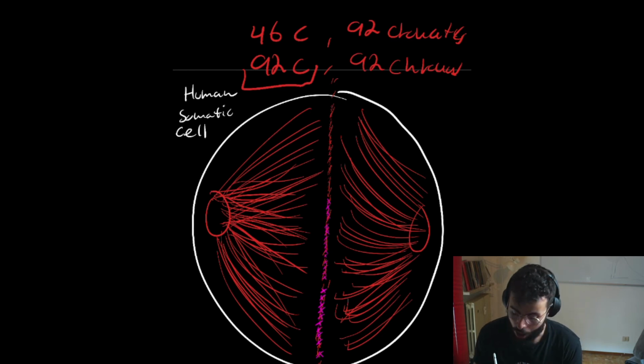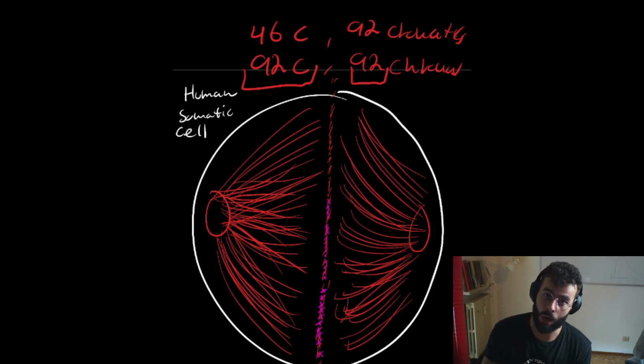So right now, how many DNA molecules do we have in metaphase of a somatic cell? We are going to have 92 DNA molecules. How many chromosomes are we going to have? Before anaphase, 46. While anaphase and after anaphase, 92.